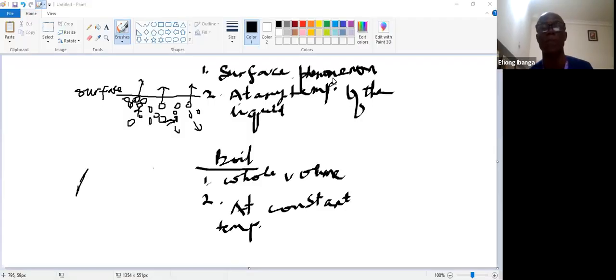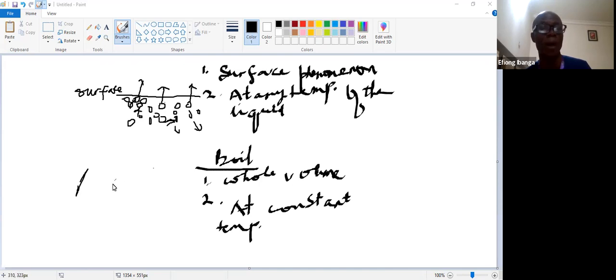Evaporation occurs at the surface of the liquid. For as long as there is a liquid, the liquid will have a surface, and the molecules near the surface that have sufficient kinetic energy can escape through the surface. Two, this can occur at any temperature of the liquid. That's evaporation. But boiling, you notice, involves the whole volume.